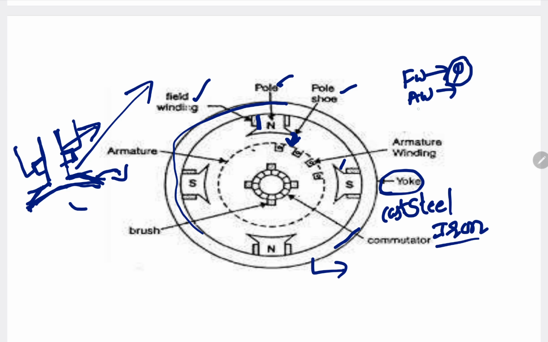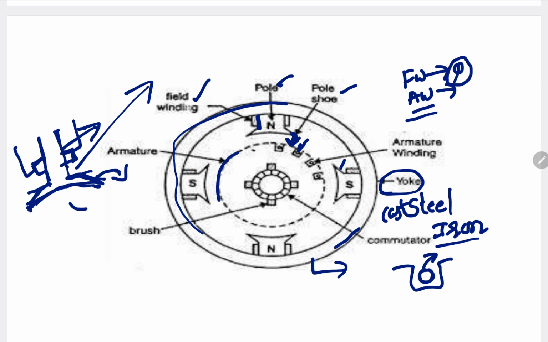The second thing we need is armature conductors or armature winding. These small things are armature slots, and this is the armature conductor or armature winding. So this is the armature.